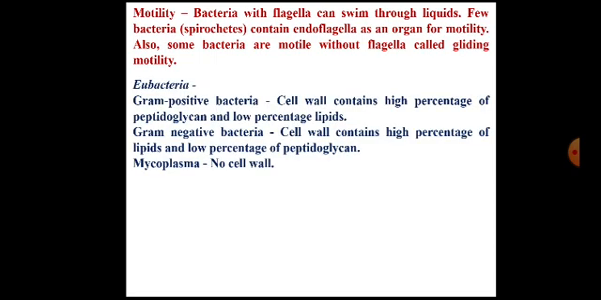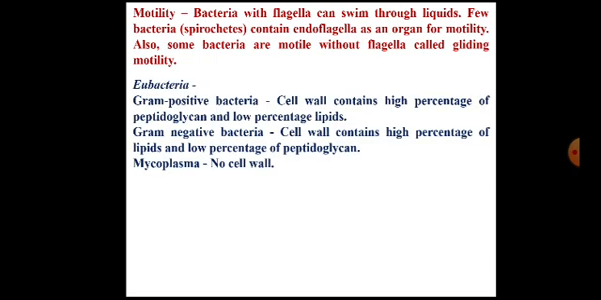Other characteristic is motility. Motility is the ability to move. Bacteria can move or swim in liquids or semi-solid medium using flagella. There are some bacteria called spirochetes which contain endoflagella. We'll be discussing more about this in the last chapter. There are some bacteria that can move in the absence of flagella. This motility is called gliding motility.